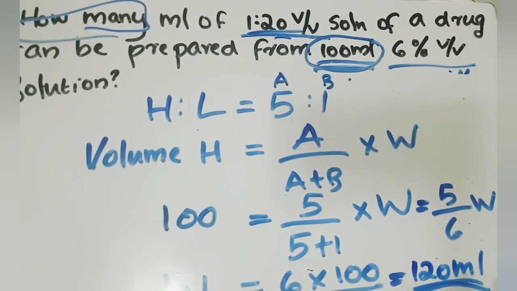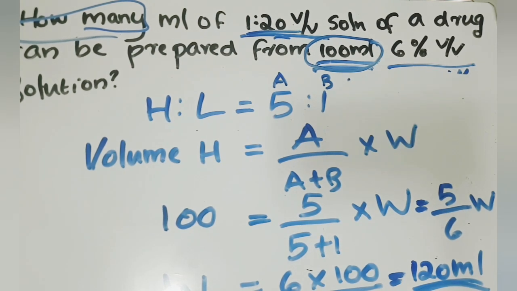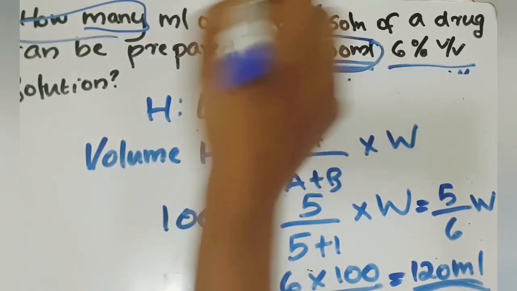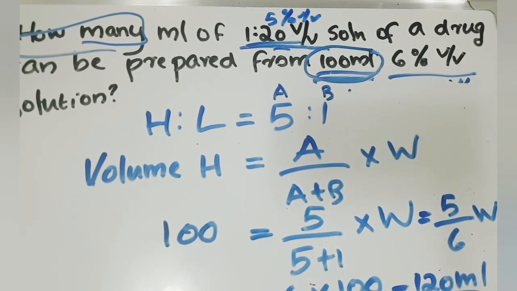120 ml. Okay, so first we drew the alligation grid and then we calculated the quantity of the final solution prepared. So we have found 120 ml, and instead of 1:20 we can write it as 5% volume by volume solution. So 120 ml of 5% volume by volume solution can be prepared by using 100 ml of 6% volume by volume solution and water. Okay, so this is the second type of question. In the first question it was a simple calculation, just calculating the ratio, and in the second question we found the exact quantity. I think these two methods are clear.